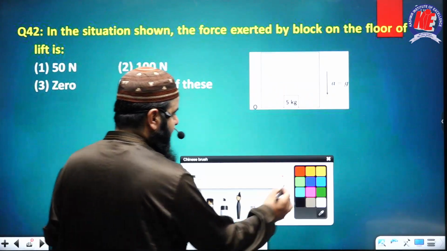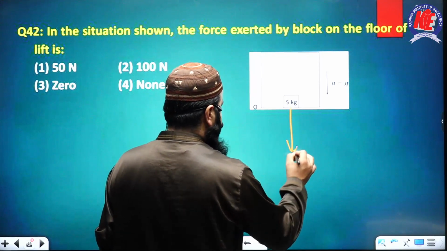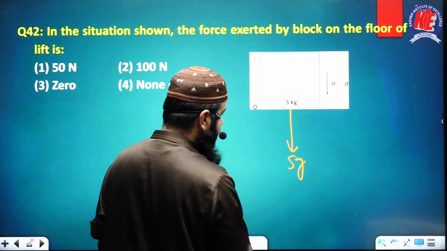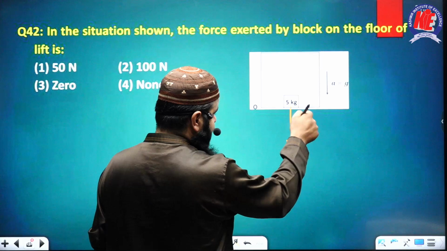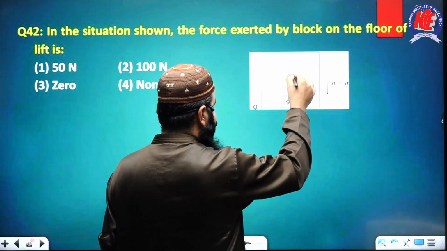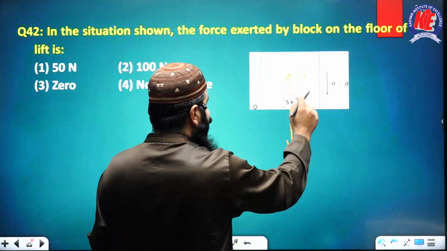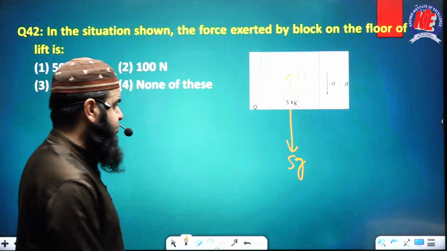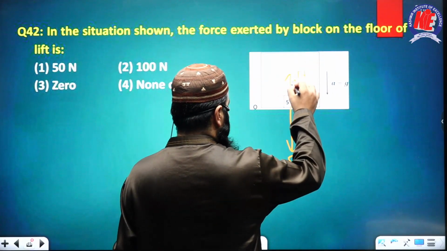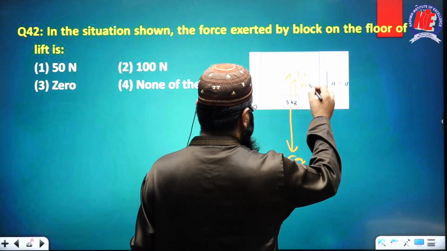अगर आप इस ब्लॉक की फ्री बॉडी डायग्राम बनाओगे, the downward force you will be having is 5g. Because of that, it will press the surface with the normal reaction, and as per third law, it will be pressed back. Then in the reference frame of this elevator, which is having some acceleration, you have to consider the pseudo force also in the upward direction, that will be ma.